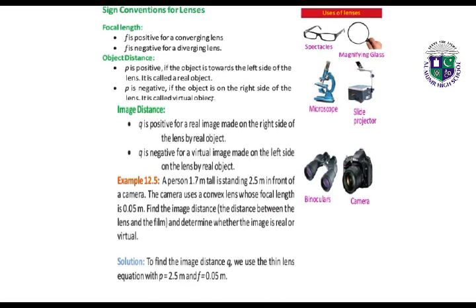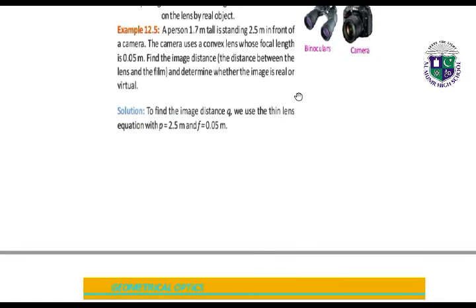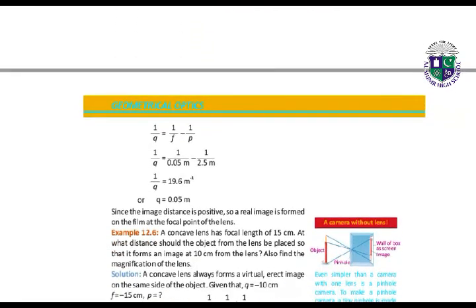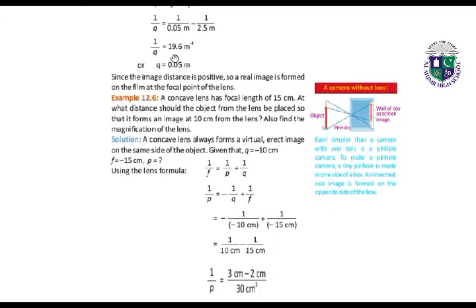Now with the help of this example, we will put in the values. A person is 1.7 meters tall, standing 2.5 meters in front of a camera. The camera uses a convex lens whose focal length is 0.05 meters. Find the image distance. By putting in the values, we have p, which is 2.5 meters, and f, which is 0.05. So here we have the formula. By putting the values in the formula, we will get the value of q, which is about 0.05 meters.